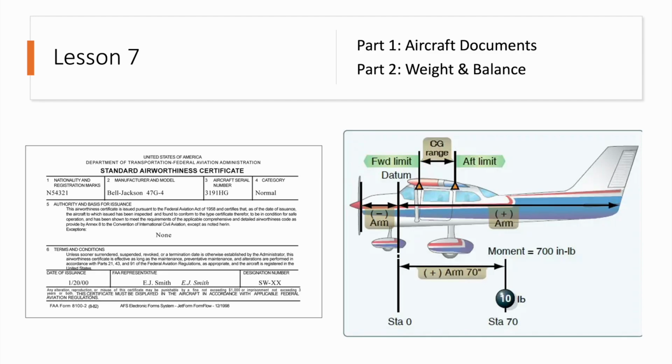We're going to combine two lessons into one. So for the first half, we're going to talk about aircraft documents regarding what you have to carry on board the aircraft, what maintenance is required, what inspections, things like that. And then the second half, we're going to get into weight and balance. So the importance of it, how to calculate it, and the different forms of calculating it. Also what to expect on the written test.